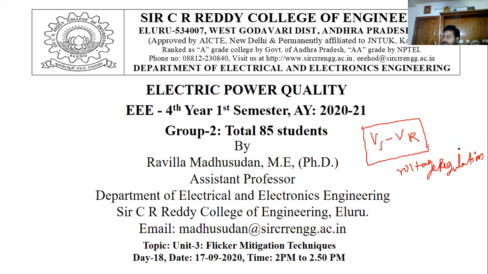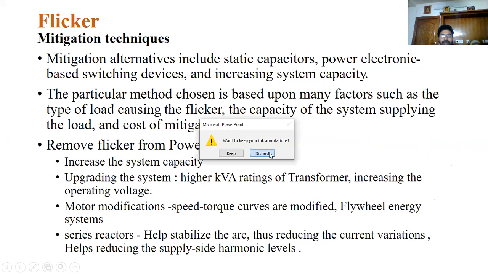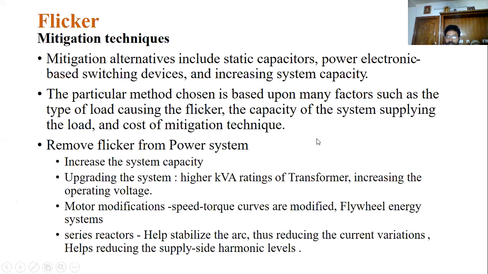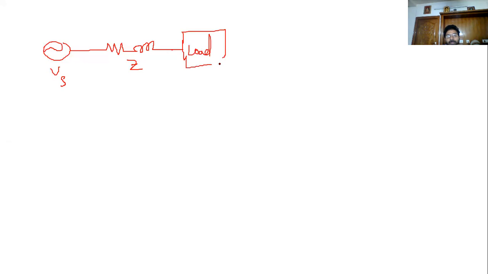How does voltage regulation depend on which factors? Tell me. Now see this graph, and visualize once again the voltage regulation and some problems. There is a source voltage Vs, this is Z, and this is the load. This is the terminal voltage or receiving voltage Vr.